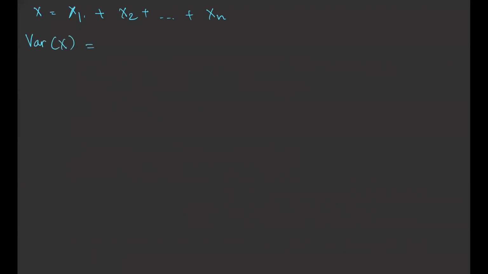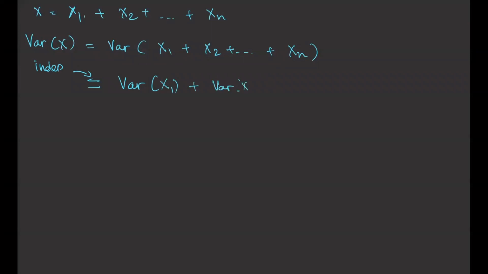Therefore, we have variance of x is variance of x1 plus x2 plus up to xn. And here, because they are independent, we can write this as variance of x1 plus variance of x2 up to variance of xn.